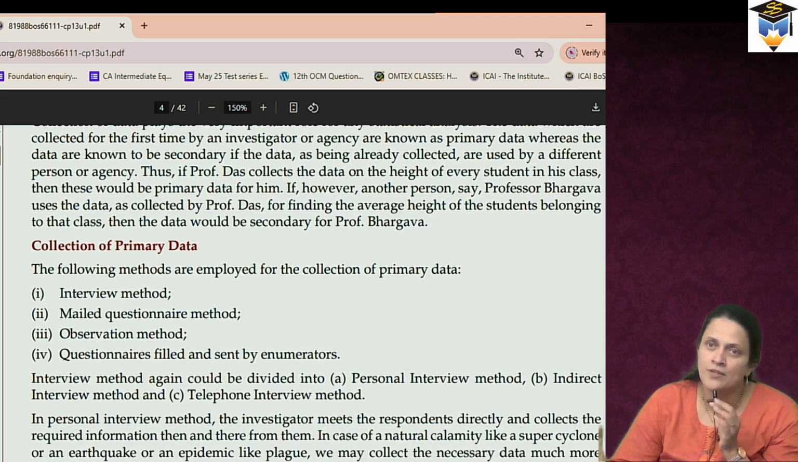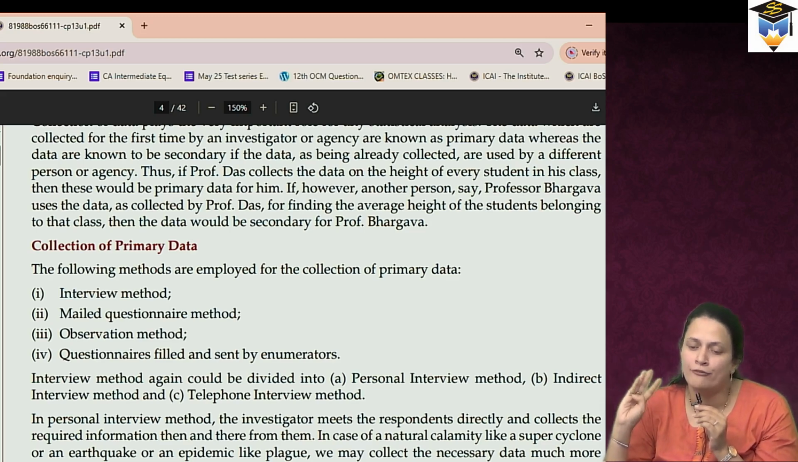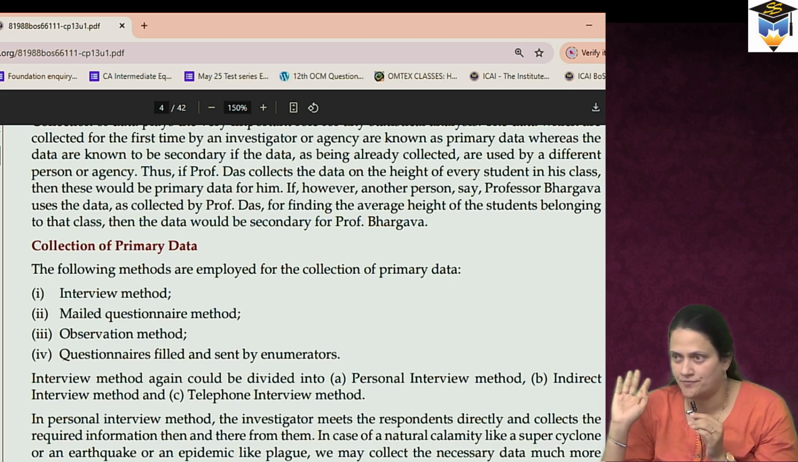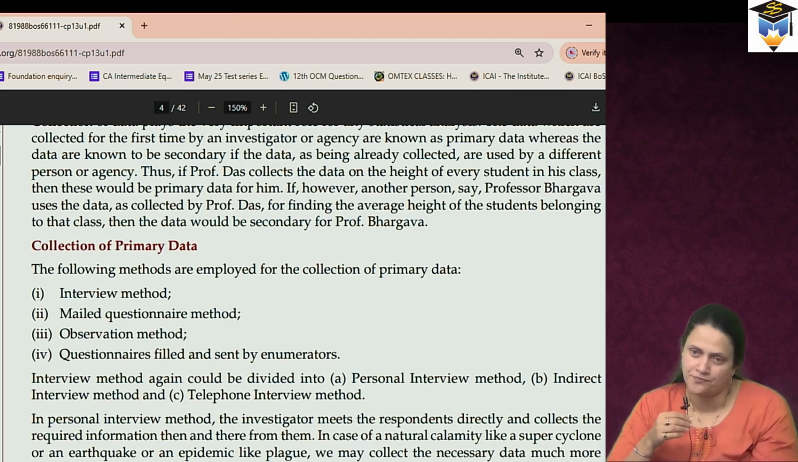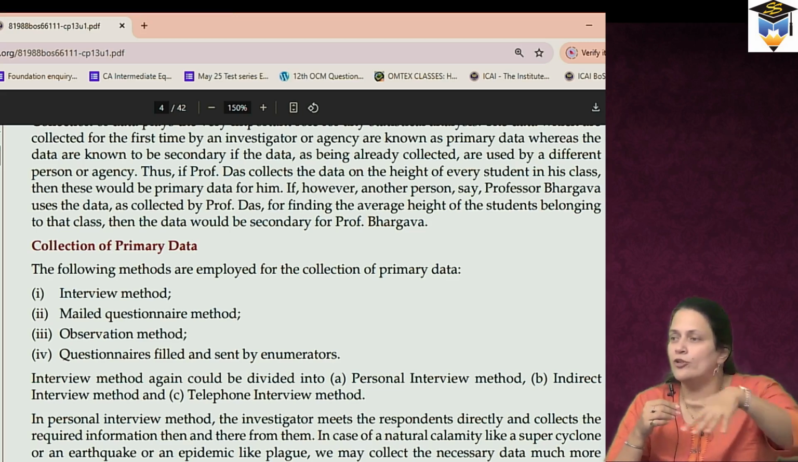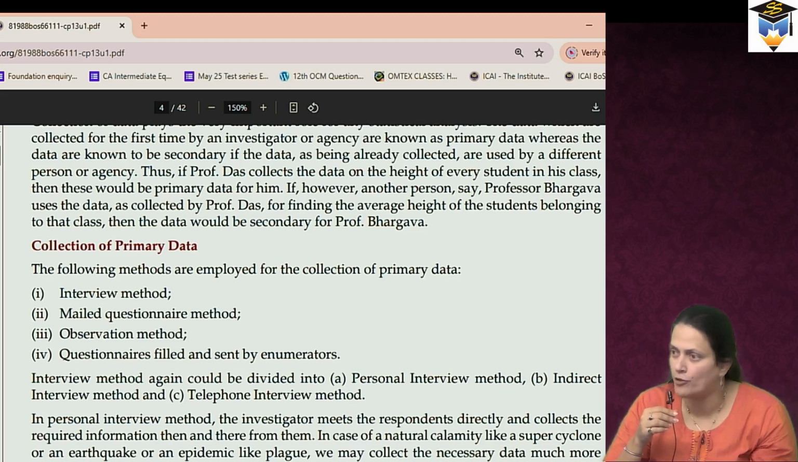Let us see. First method is interview. Second, mailed questionnaire method. Third, observation method. And fourth, questionnaires filled and sent by the enumerators. Now in the first method, interview, I am going to interview all you students, and based on those interviews I am going to give you marks. So by this I am going to collect the primary data from you.